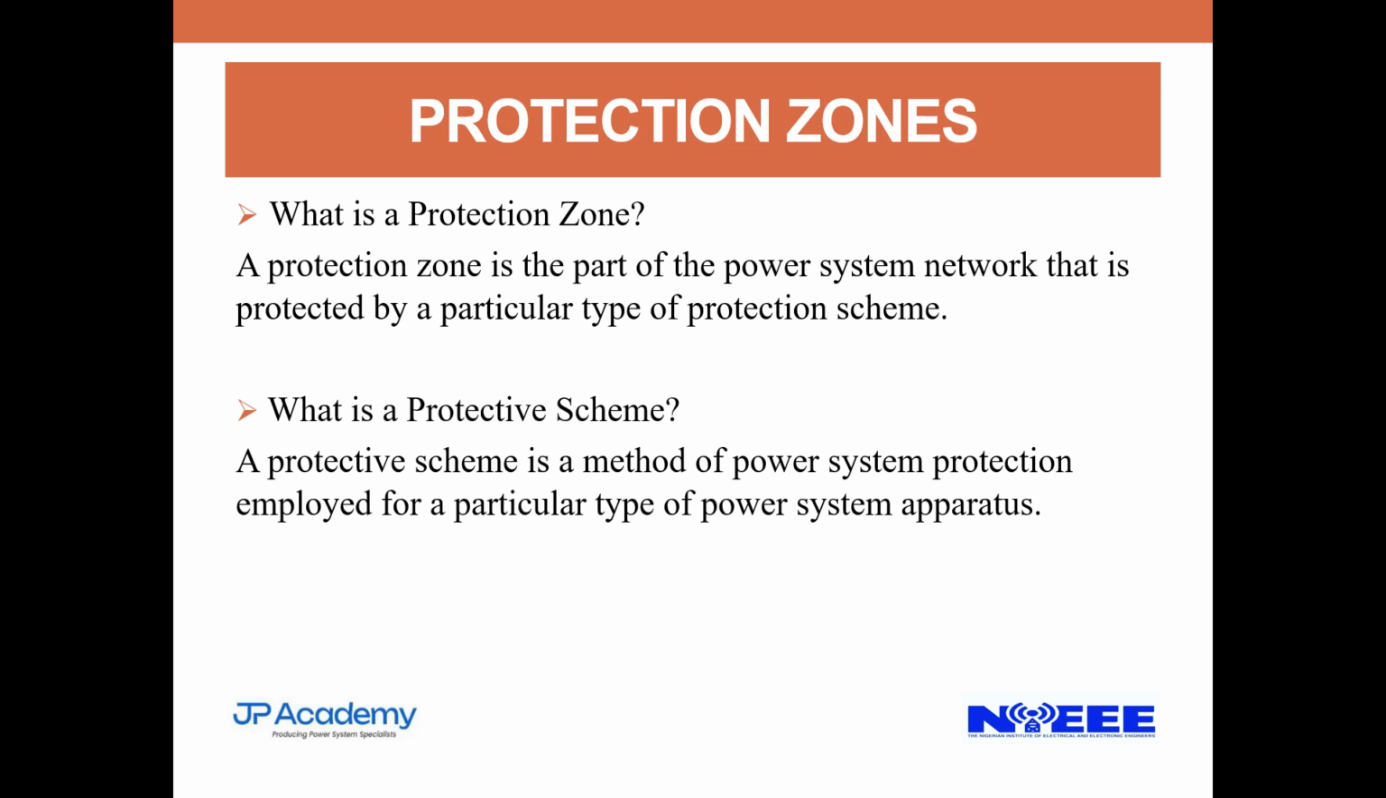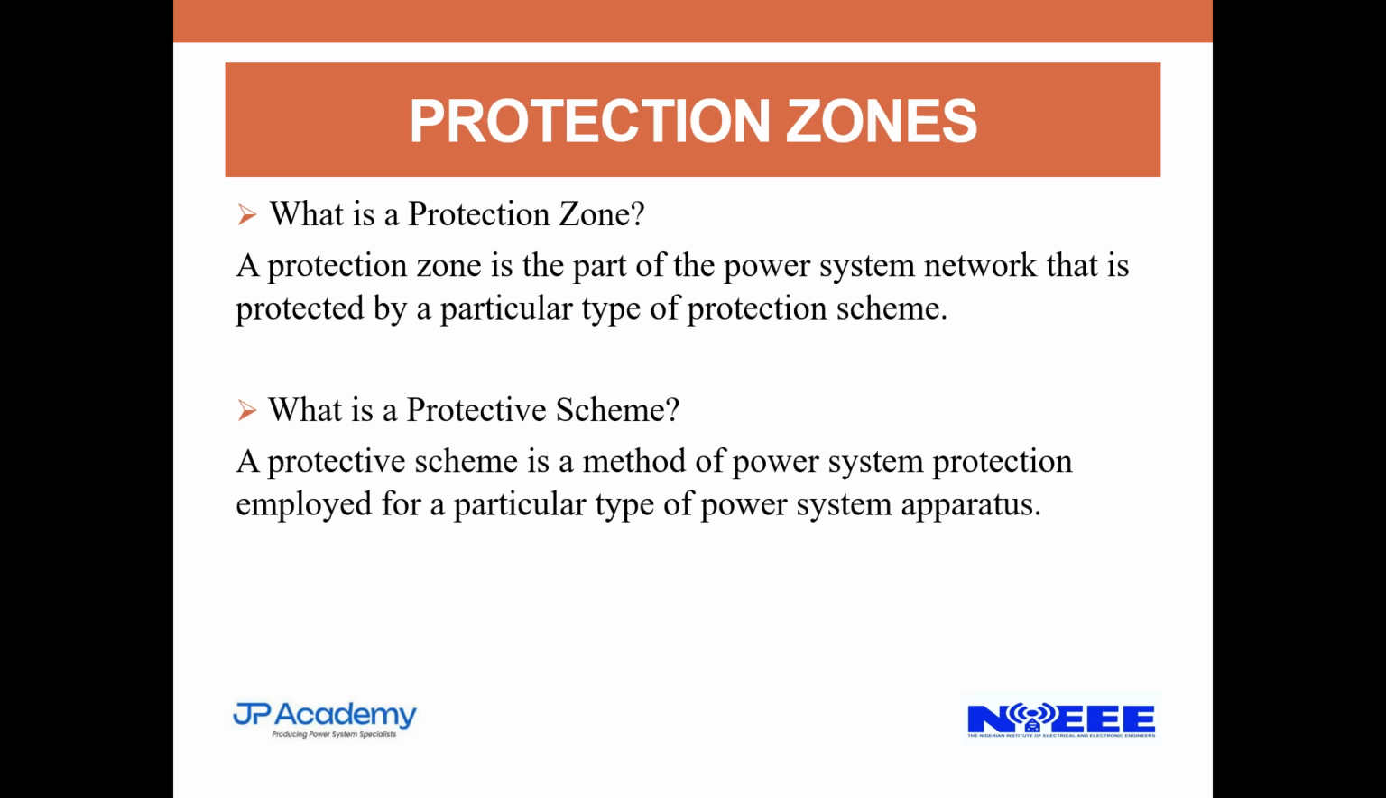Whatever equipment or range of equipment a particular protective scheme is covering is known as a protection zone. So we can have a transformer protection zone, a transmission line zone, a generator zone, a feeder zone. Once we are protecting a group of equipment or a single equipment with a particular type of protection scheme, then it is known as a protection zone.